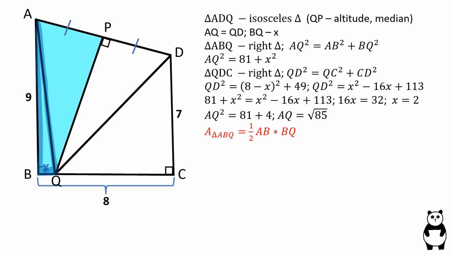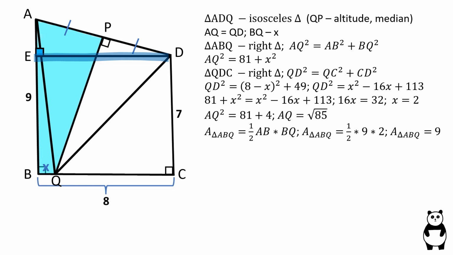The area of a right triangle is equal to half the product of its legs. The area of the triangle ABQ is equal to 9 square units.